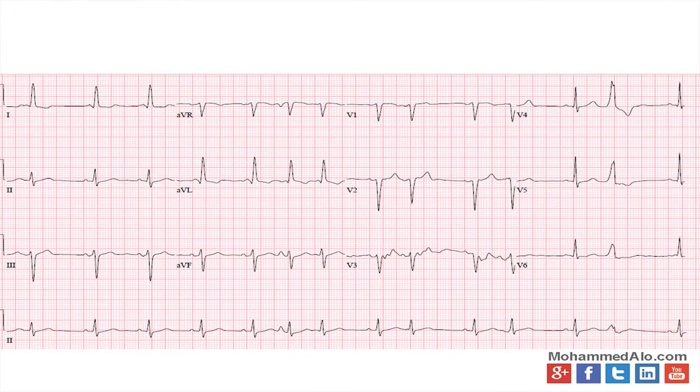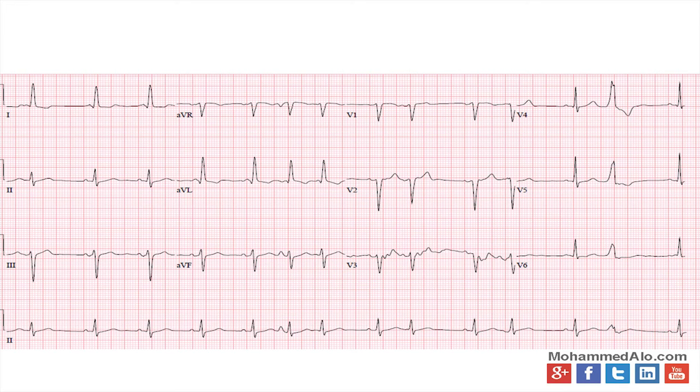Next rhythm here. What do we got? We got your basic normal EKG. Every QRS does have a P in front of it. Some of the QRSs, especially if you look at V1 or V2, look like there's an early beat. There's an early P, and that gives you a PAC, or a premature atrial contraction, which is what that is.